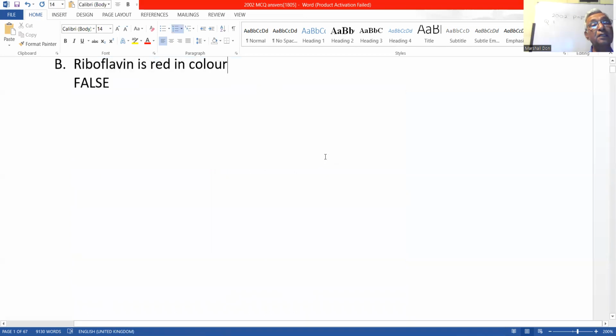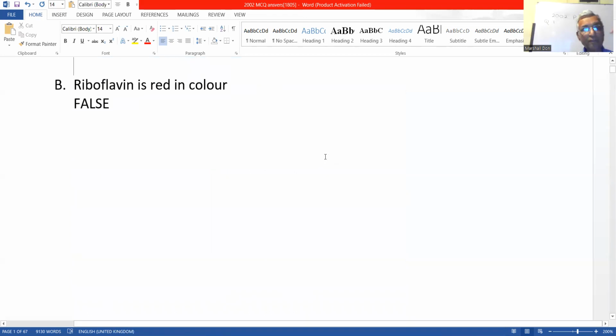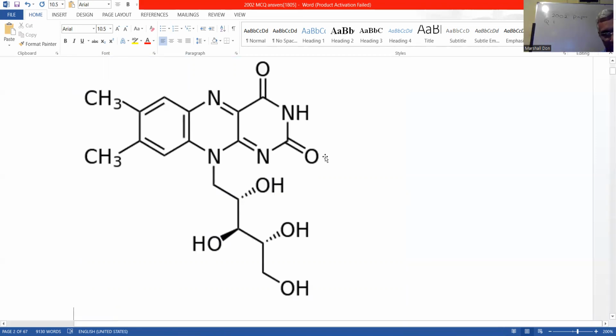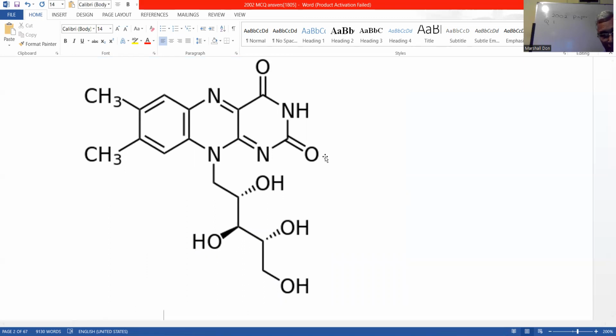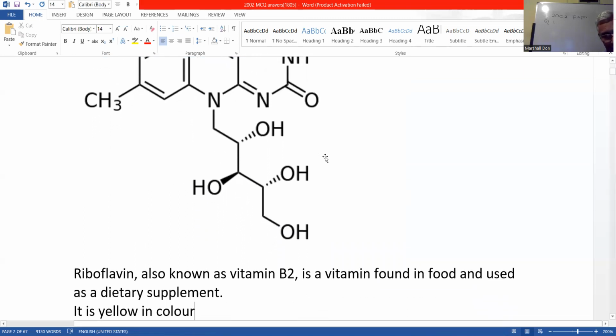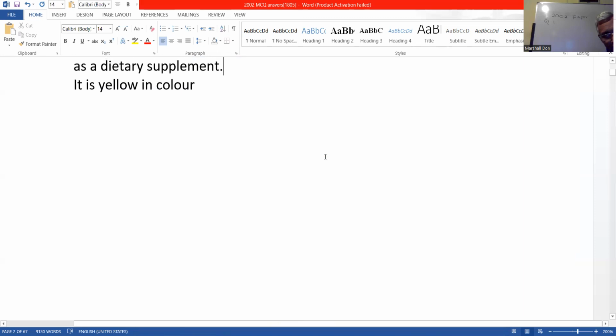The second one is B. Riboflavin is red in color. Riboflavin is not red, it is yellow. This is the riboflavin molecule. It is vitamin B2. Riboflavin is vitamin B2. This is the color of it.